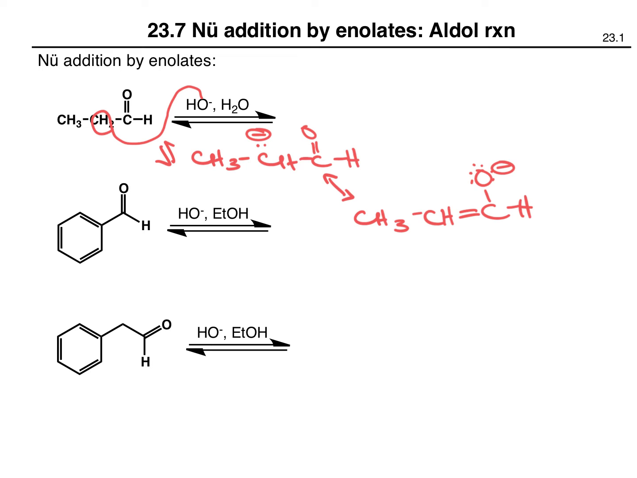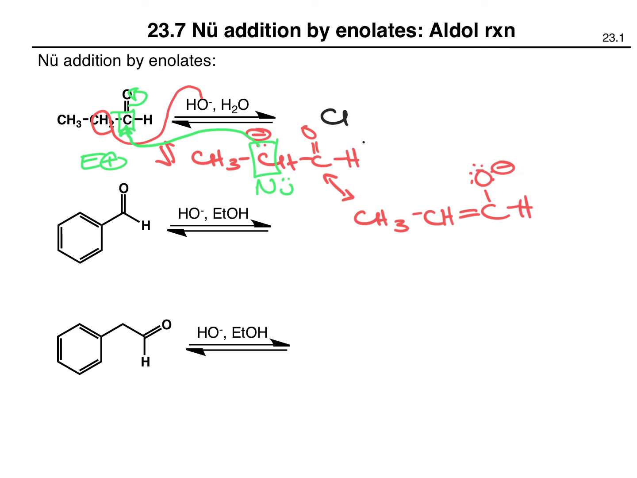So it's quite likely for a molecule of enolate to bump into a molecule of aldehyde and they can react, because this is our nucleophile and this is our electrophile. So when this carbon shares its electrons with the carbonyl carbon, that will push these electrons up onto the oxygen.